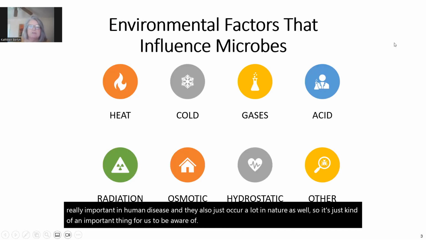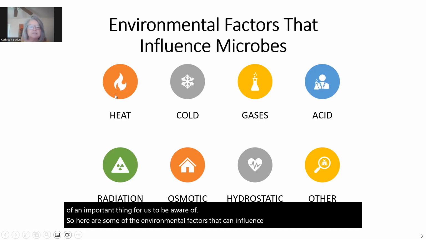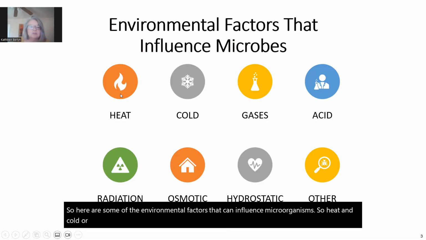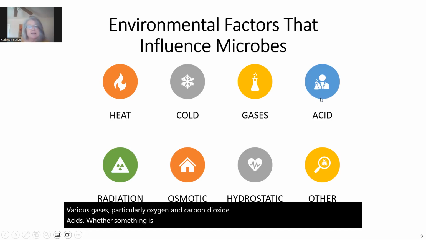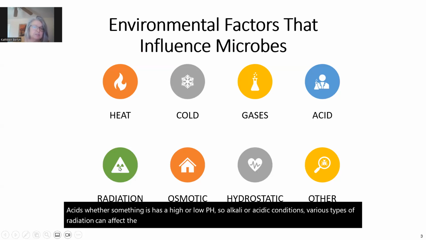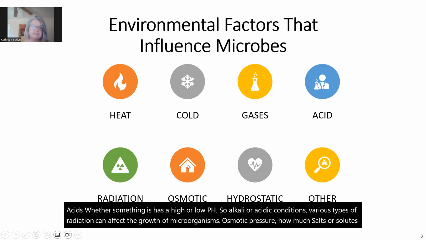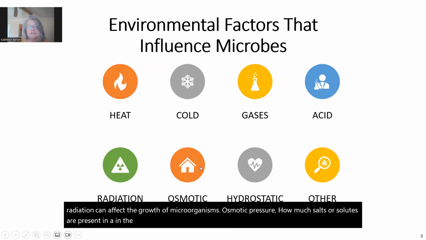So here are some of the environmental factors that can influence microorganisms. So heat and cold or temperature, of course, can affect the growth of microorganisms. Various gases, particularly oxygen and carbon dioxide. Acids, whether something has a high or low pH, so alkali or acidic conditions. Various types of radiation can affect the growth of microorganisms. Osmotic pressure, how much salts or solutes are present in the environment can affect their growth. Hydrostatic and other factors can all affect the growth of microorganisms.